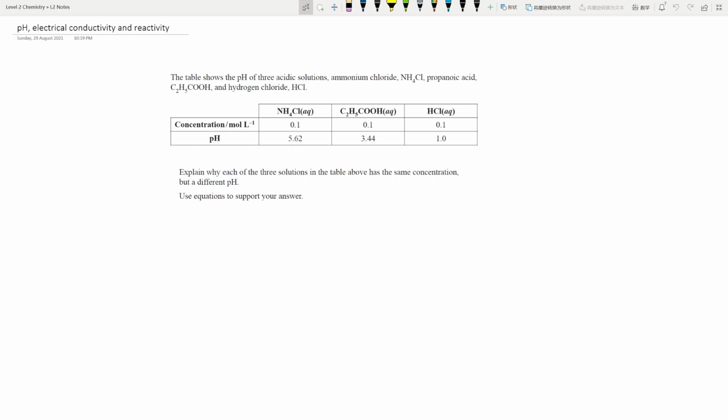This is from the 2017 exam, because this type of question is best explained if I actually show you what a question would look like, and then you can see where we're going with this. As you can see, we have a table showing the pH of 3 acidic solutions: ammonium chloride, which is NH4Cl, propanoic acid, and hydrochloric acid. So in this case, it gave you 3 acids.